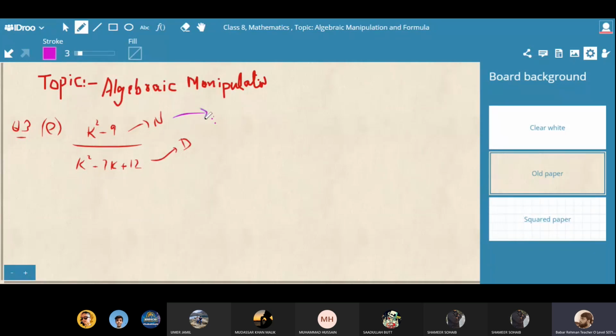What will we do in the numerator? Can anybody tell me the formula? Yesterday in session 1 and session 2 I described the formula for this, a square minus b square. Now look at this, this is very simple. Which number's square becomes k square, and which number's square is 9? Sir, k. Sir, 3 is the square root of 9.